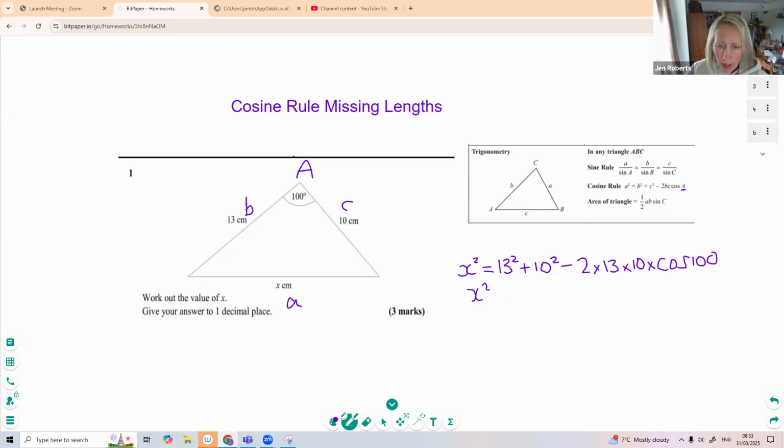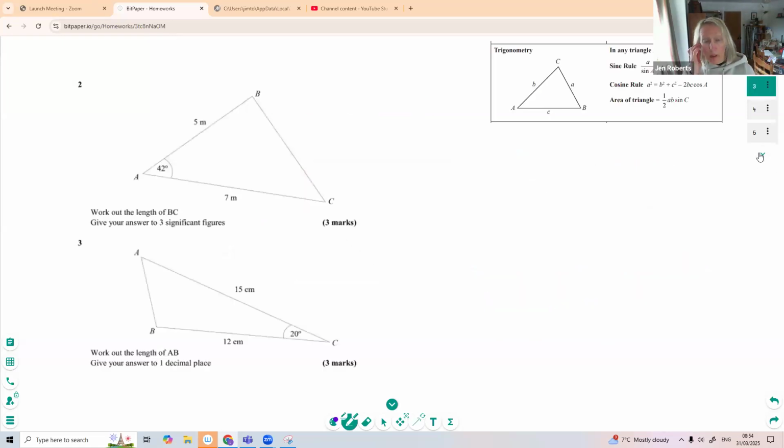But that's equal to x squared. How do we find x? Square root both sides. Which gives you x is 17.7 centimetres. Have a go at questions 2 and 3. Put me on pause, unpause to see how you get on.